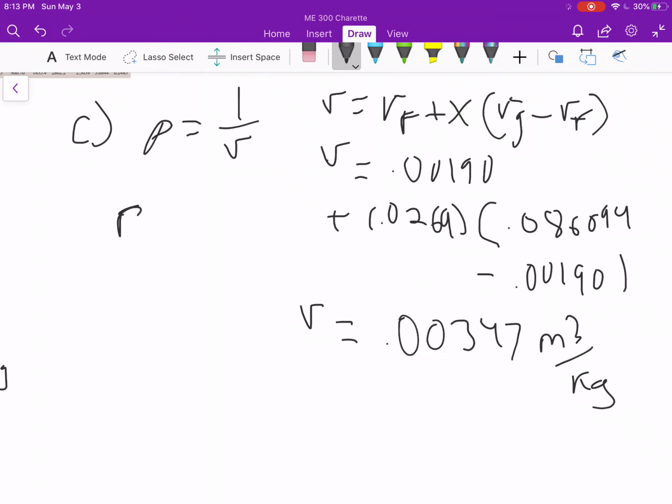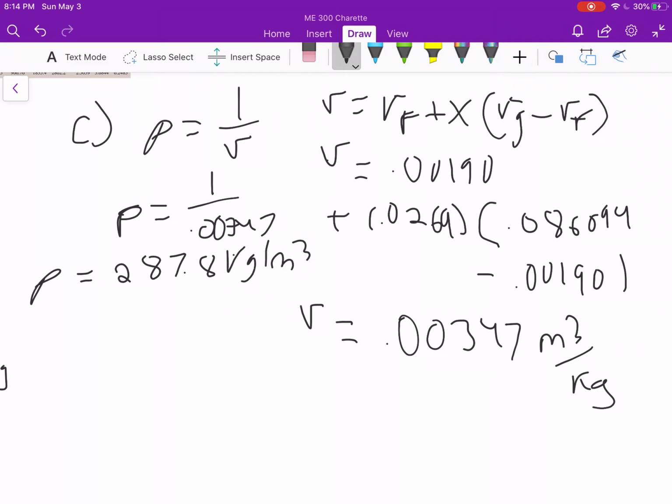Now we just plug that into our equation. Density is going to equal 1 over this average specific volume, which is 0.00347. So our density is going to be 287.8 kilograms per meter cubed. That is our final answer for part C.